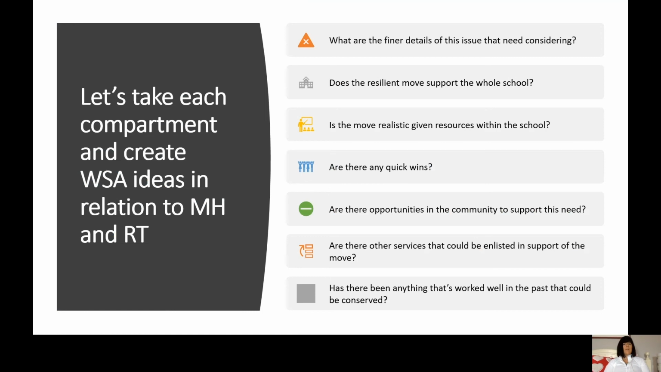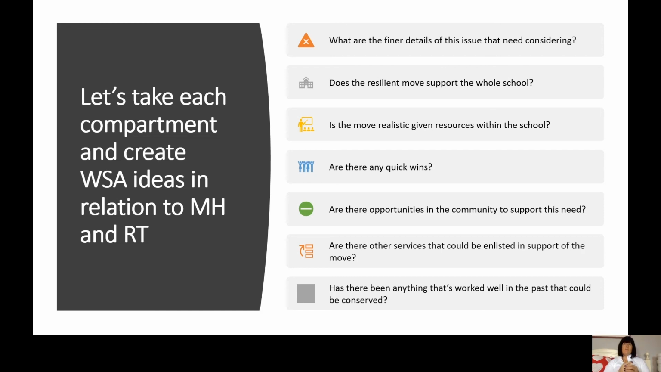So if you take each of the compartments and just think about how you can create whole school ideas in relation to mental health and RT. I think first and foremost, thinking about what are the finer details of this issue that need considering.